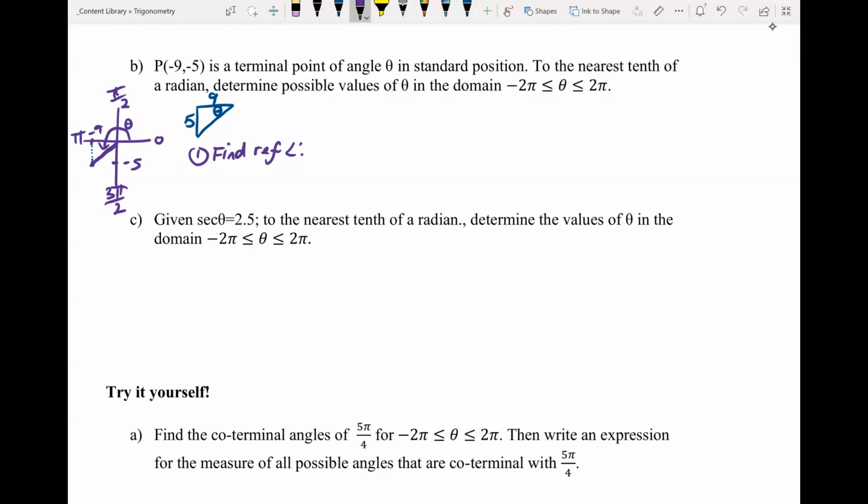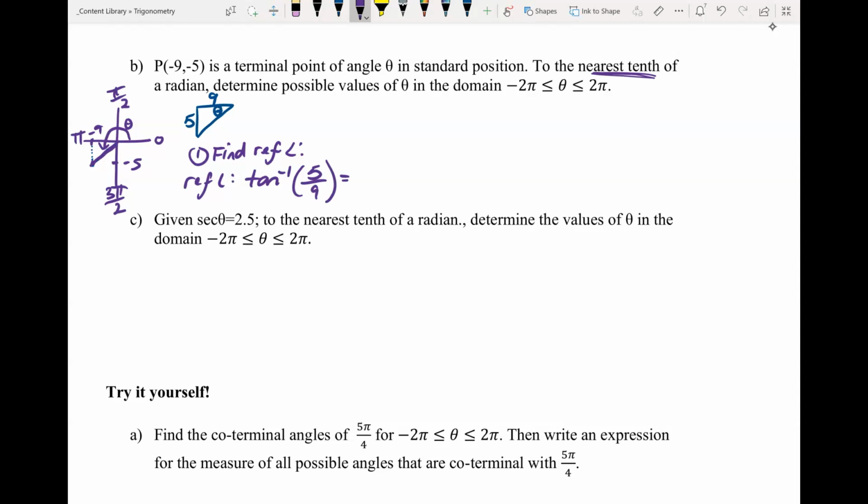Because our sides are 5 and 9, we know it is not going to be from our special triangles. And it also said nearest tenth in the original question, so that means we're going to use our calculator for this. So if I want to find what that angle is, it's going to be opposite over adjacent because I have the opposite and adjacent side. So our reference angle is calculated as tan inverse of opposite, which is 5 over adjacent.